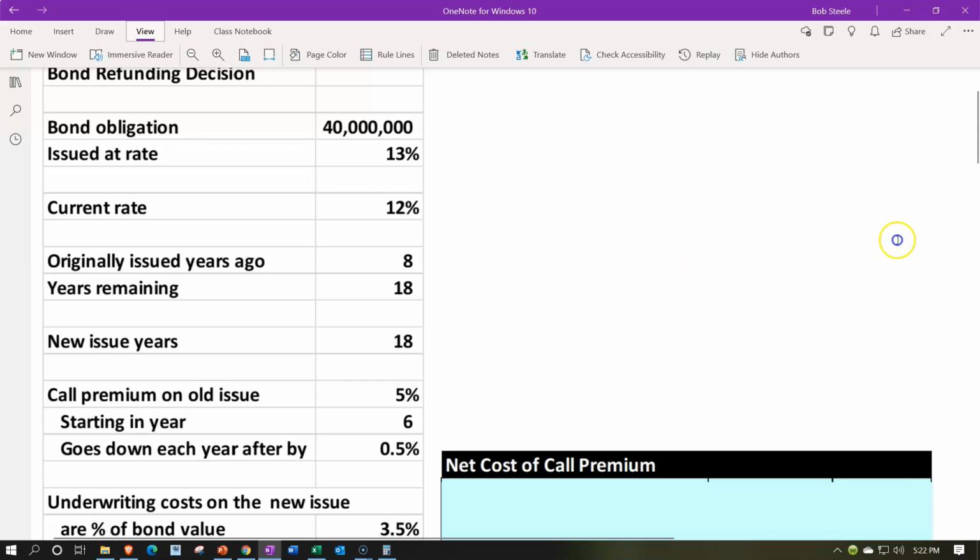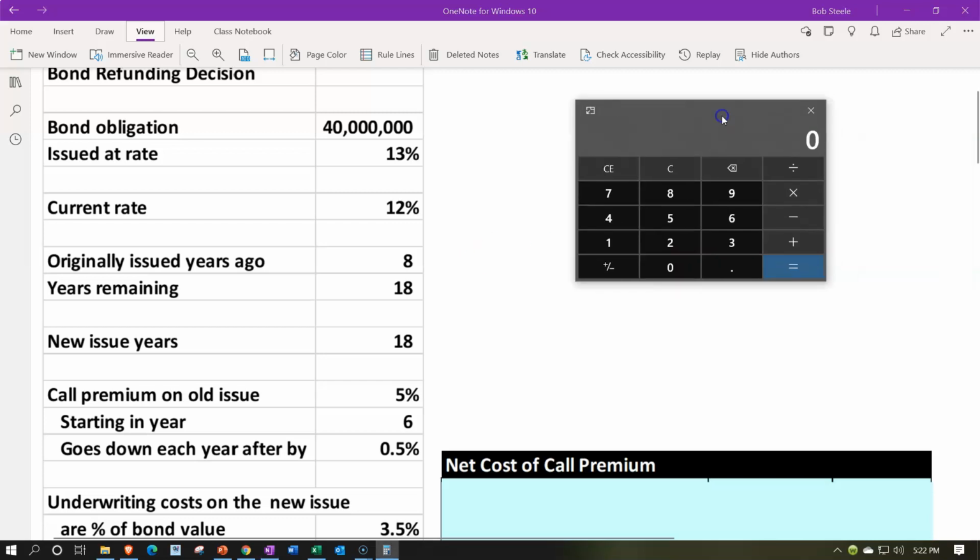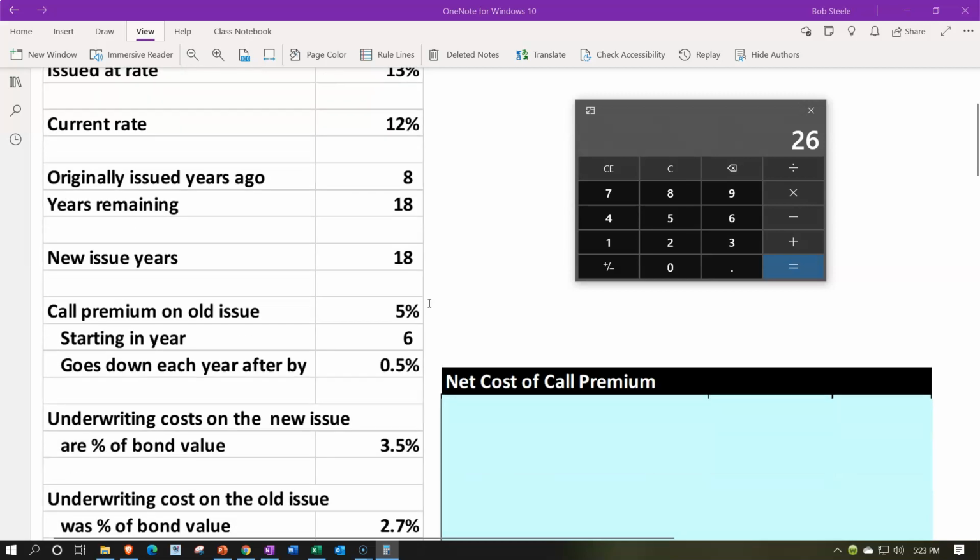We have the original issue years ago, 8 years ago, is when we originally issued the $40 million worth of bonds. Remaining years is 18. So in other words, we issued these 8 years ago for the $40 million, and we had a life of 26 years. 8 of those years have now passed, so we have a remaining life of 18. Now we're thinking about calling those back and issuing new bonds for the 40 at the 18 years. So we'll be matching the years that will be remaining. Basically, you can think about refinancing or refunding the still remaining portion of the debt term.